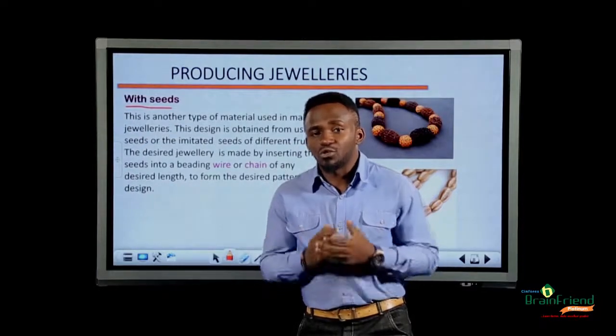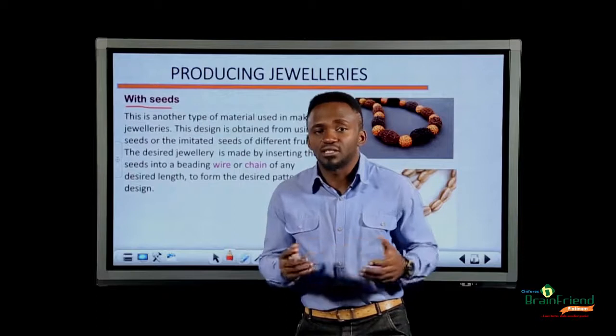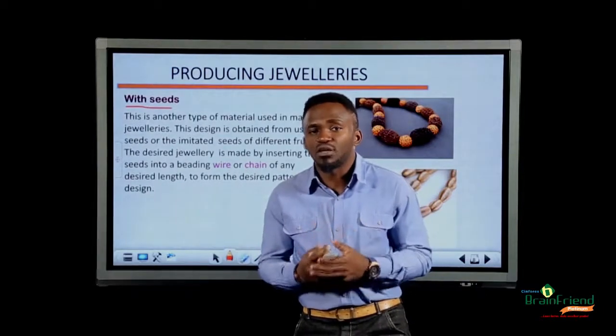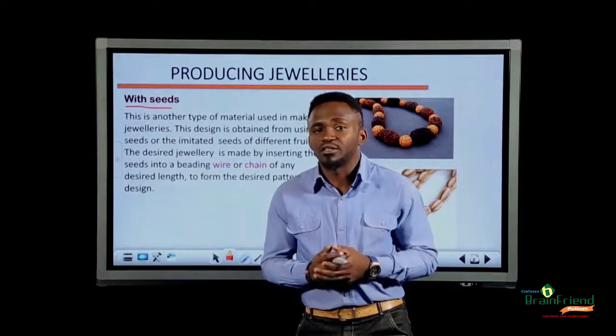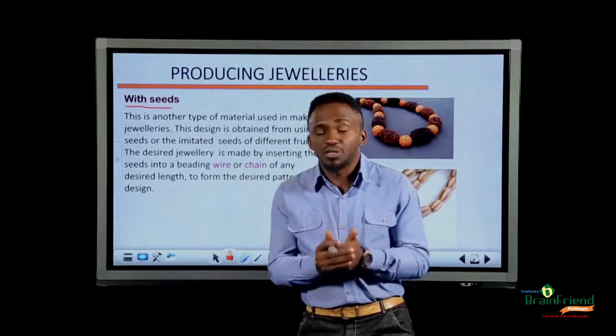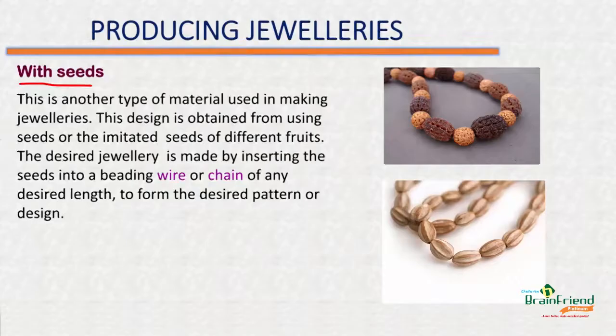The design or the jewelry is made by inserting the seed, or an object which looks like a seed from a particular fruit, into the beading wire or the chain till the desired design or pattern is obtained, and the excess beading wire or chain is cut off. From our images, we can see examples of jewelries being made using seeds.